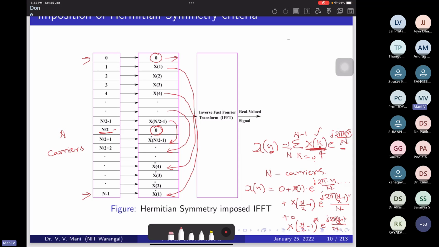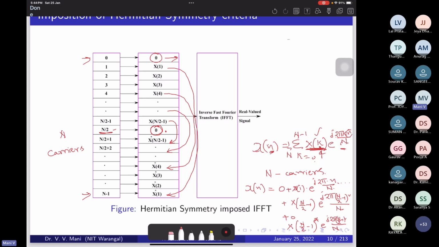Now from 0 to n minus 1, that means an n point IFFT, we take the middle point, that is n by 2, as 0, and the first point also we make 0. That means, irrespective of my signal, I don't transmit any signal from point 0. So the first and the middle are made 0. Then where I put my data: 1, 2, 3, 4, and so on and so forth, up till x of n by 2 minus 1, we put the data. Then the middle is again 0.